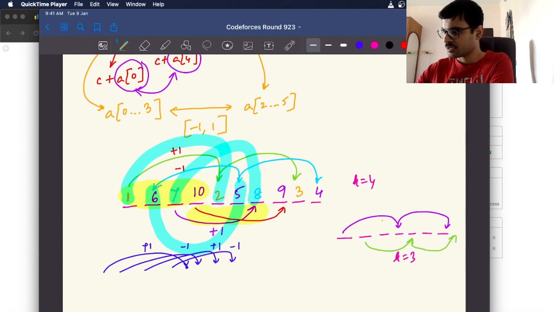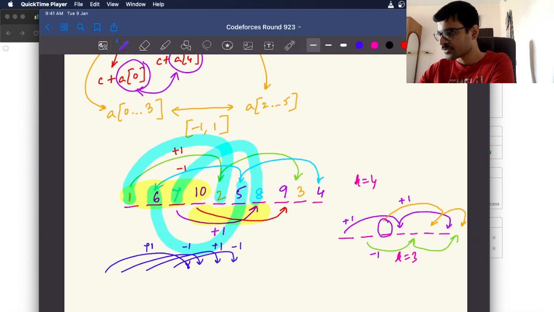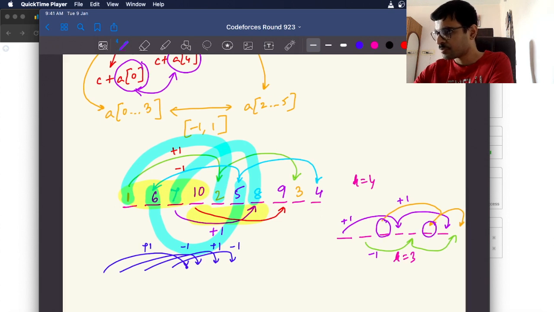Again, from here to here, and so on. As a result of this, over here I'm applying plus 1. Let's say over here I'm applying minus 1. For the yellow I'm applying plus 1. Now, for this yellow I'm applying plus 1 to here. And for the purple also I'll end up applying plus 1 to here.